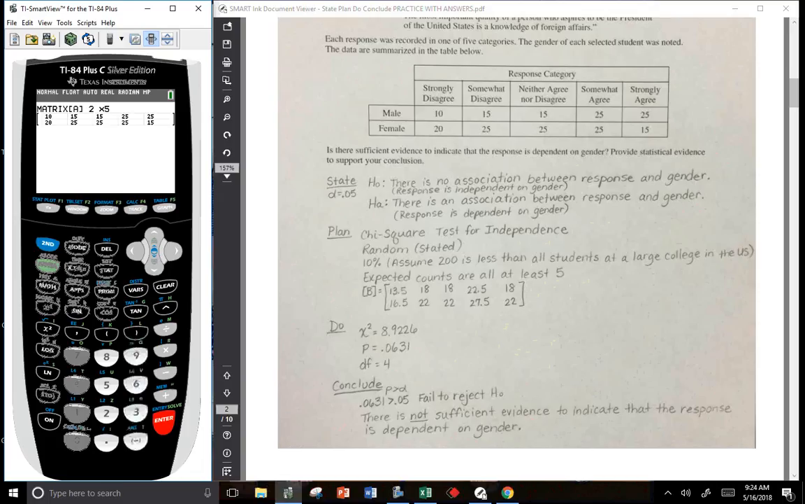Matrix like this, that's why I get confused. The observed can be whatever. It's the expected that has to be at least 5. Keep going, keep going.